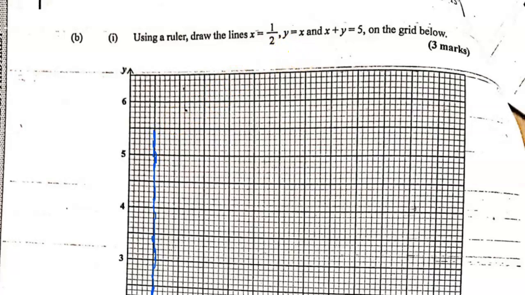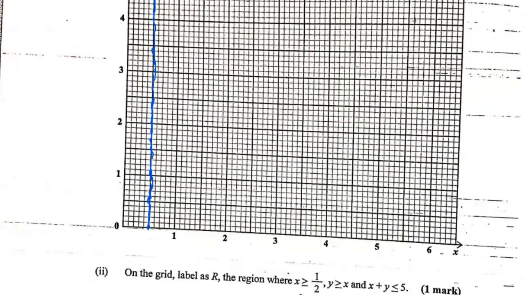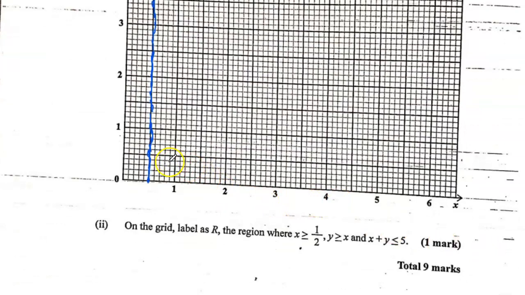Then we're going to do y equal x next. This is the line x equal to a half, right? Let me just label the line here. This is the line x equal to a half. Now let's draw the line y equal x.